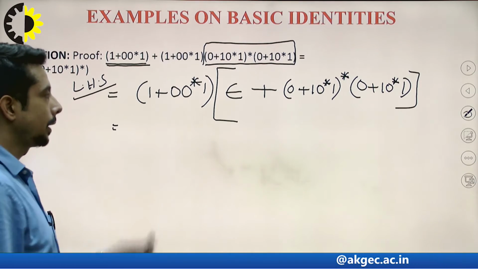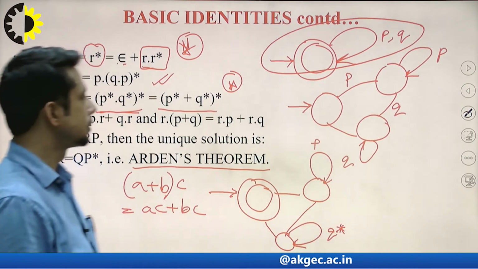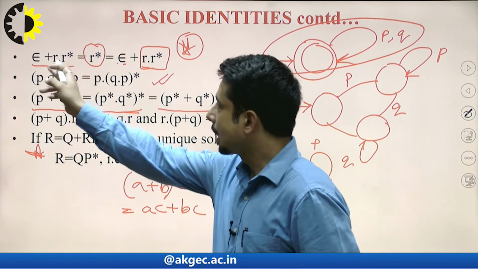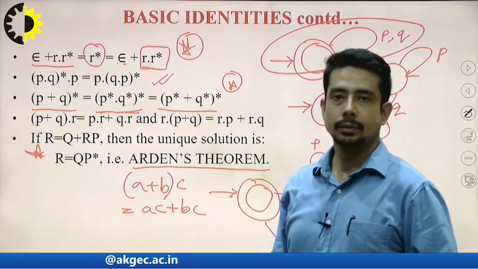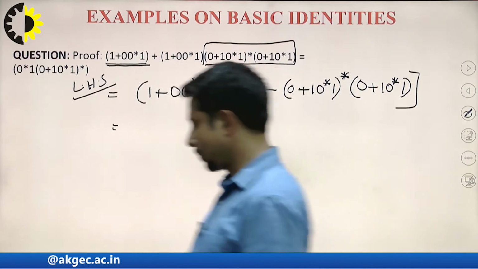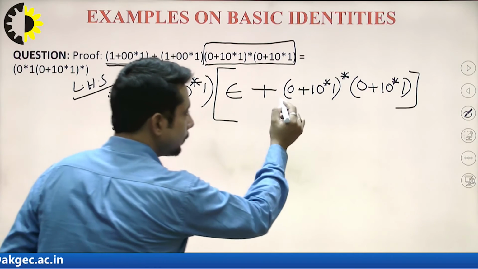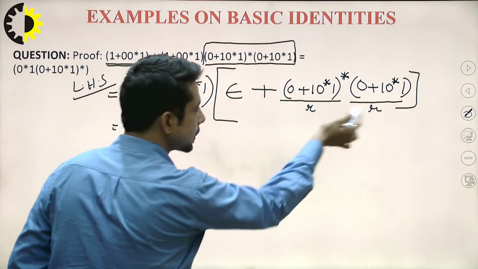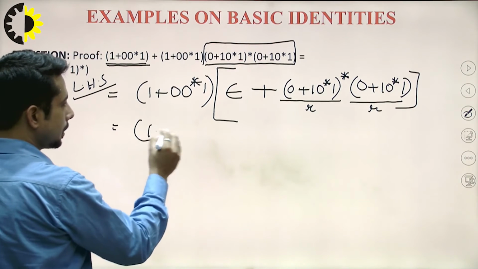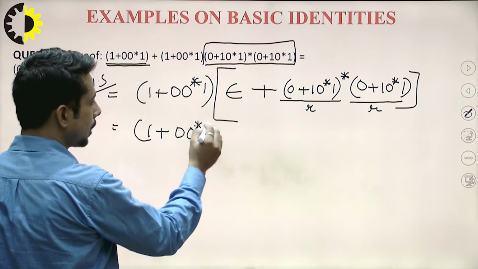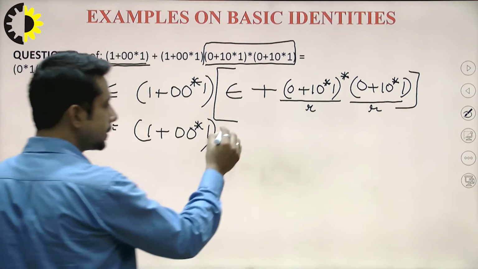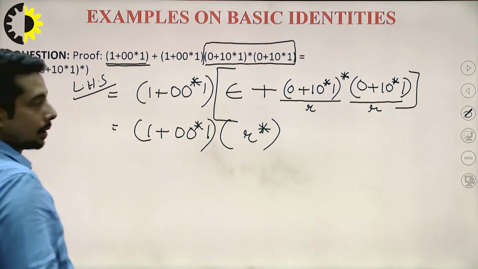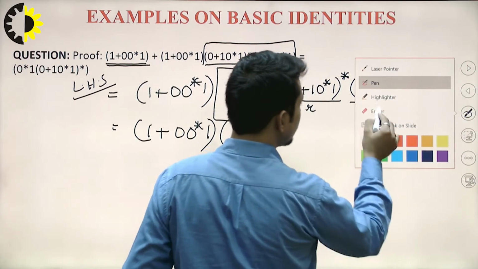Now I think we can go into one particular identity, which is this one. Epsilon plus R R* results in what? R*. Let me explain. If we take this as R, then epsilon plus R R* results in R*. I hope now you can understand where I am utilizing these identities. So this will be R*, correct?